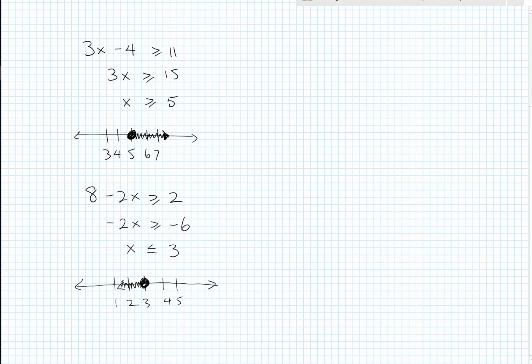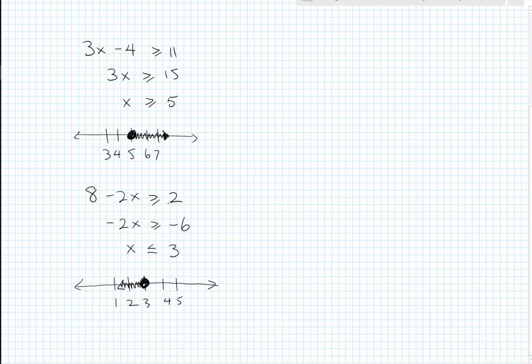0 is definitely part of that solution. So when I plug in 0, I should get a true statement. 8 minus 0 is just 8, and that is greater than or equal to 2. So I've got it correct there. If I check something that's not part of the solution, like 5, I should get a false statement. 8 minus 2 times 5, that's 8 minus 10. That is negative 2, and that's clearly not greater than or equal to 2.